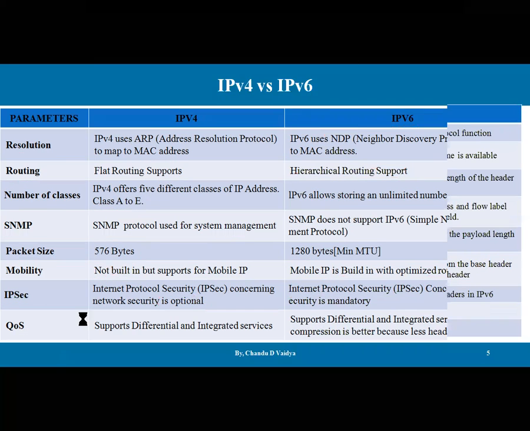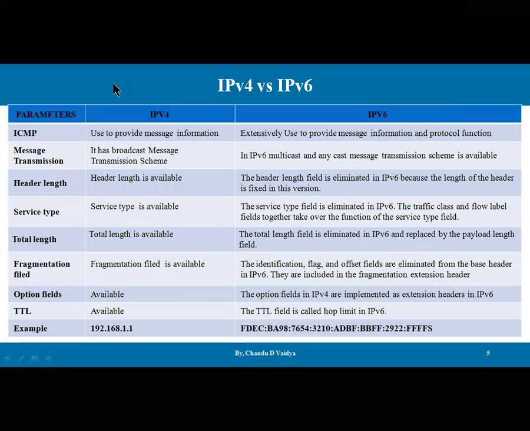Let's take another difference. ICMP in IP version 4 is used to provide message information, and in IP version 6 it is used extensively to provide message information and protocol functions. Then message transmission: IP version 4 has a broadcast message transmission scheme and supports broadcasting, while IP version 6 has multicast and anycast message transmission schemes available.